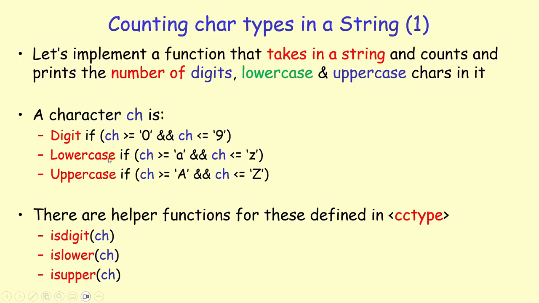Similarly, a character is lowercase if it is greater than or equal to lowercase a and less than or equal to lowercase z, and it is an uppercase character if it is greater than or equal to uppercase A and less than or equal to uppercase Z. There are actually helper functions for these defined in cctype. To test whether a character is a digit, you use isdigit and pass the character in. To test whether a character is lowercase, you use islower. And to test if a character is an uppercase character, you use isupper.